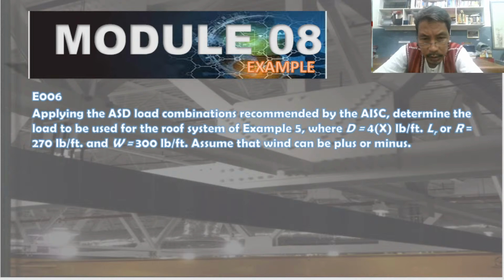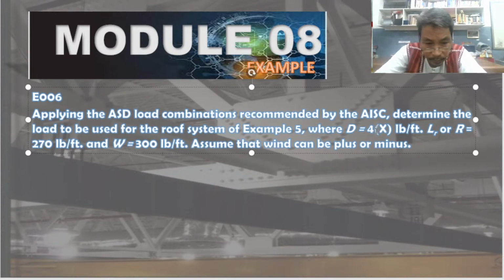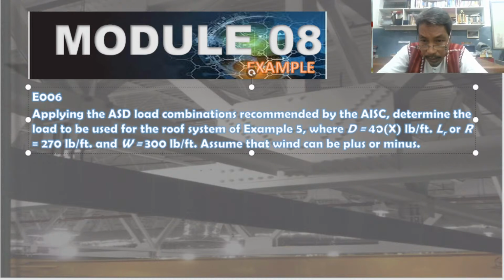So that is not correct. That is 400 pounds per foot. Okay. Dead load is 400 pounds per foot. Roof live load or rain load is equal to 270, and W is 300. So there are three given loads: 300, 270 and 400. This is 400. So this is a typo error. 400 pounds per foot.